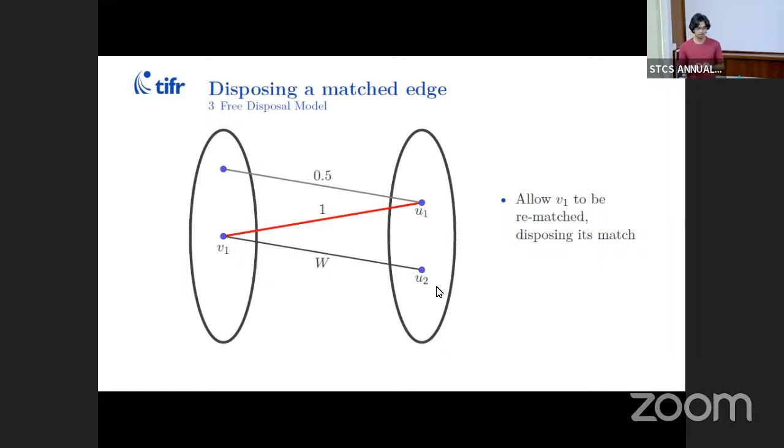But our free disposal model allows us to dispose of this matching, which we did. Thus, it will free up this vertex V1 and it will allow V1 to now get matched to W. However, since we decided to match U1 to V1, we would not be allowed to match U1 again. So what we will finally be left with is the following matching. We disposed of the previously matched edge and we did the current matching, but we are not allowed to match U1. That decision was final. So we are left with a matching of size W, whereas an optimal matching would have been of size W plus half. Fair enough.